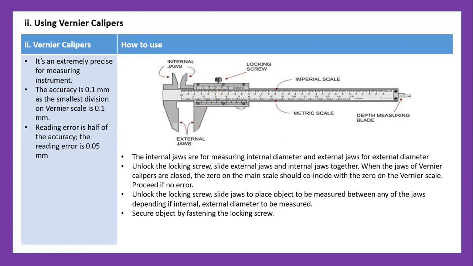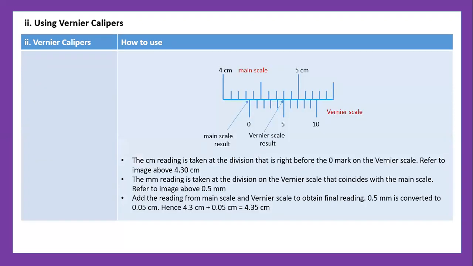Then you can measure the readings. On top of that, this is to show you the scale that exists on the vernier caliper. It consists of two parts. One is the main scale, and at the bottom part, they call it the vernier scale. If you look at this, you can see that the cm reading is taken at the division right before the zero mark on the vernier scale, refer to the image below.